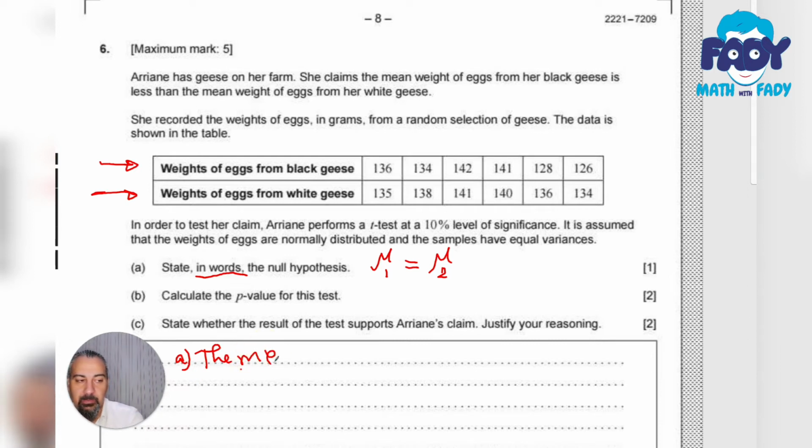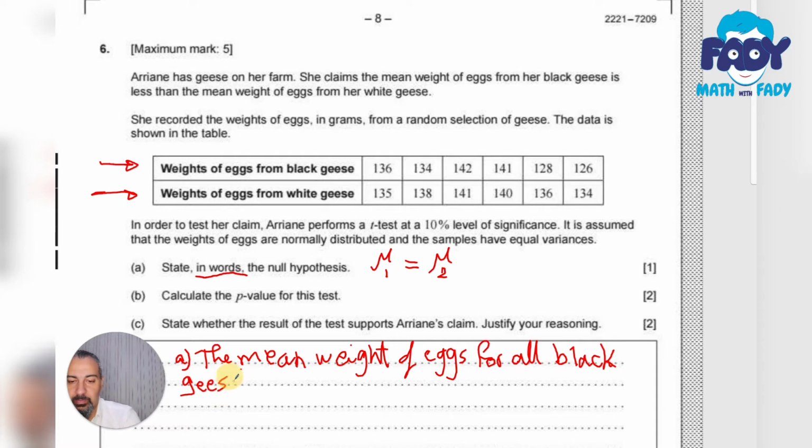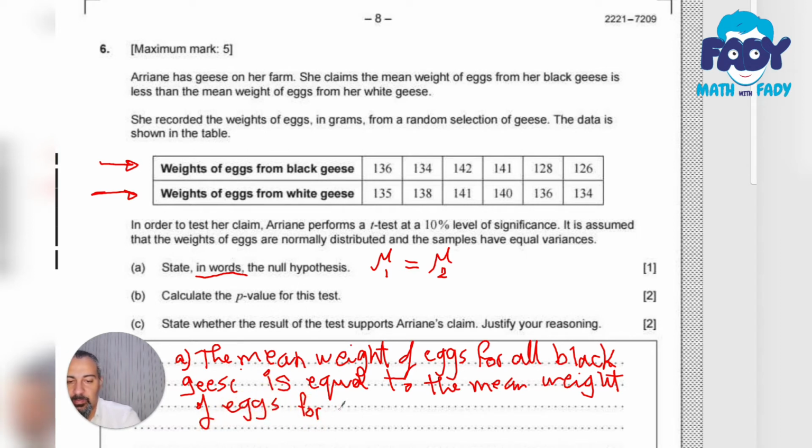So we are writing: the mean weight of eggs for all black geese is equal to the mean weight of eggs for all white geese. So this is our null hypothesis.